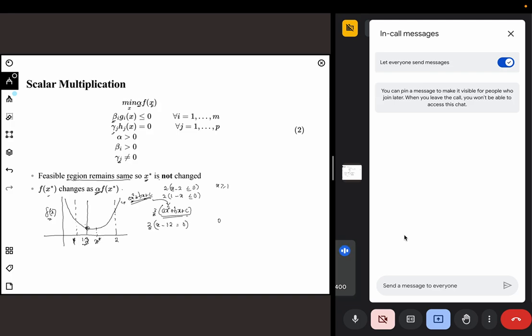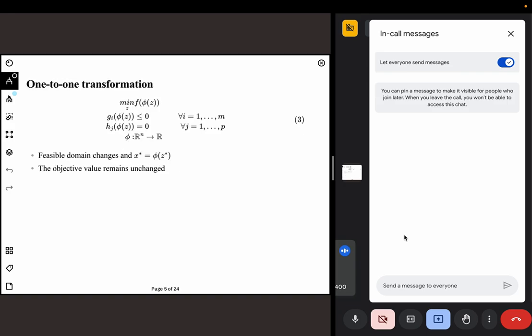Now this is with scalar multiplication. The next transformation is a one-to-one transformation. What we are doing here is coming up with a new function phi, mapping from Rn to Rn, such that phi of z equal to x. And we are saying one-to-one, so you can always do the inverse and get z is equal to phi inverse of x.